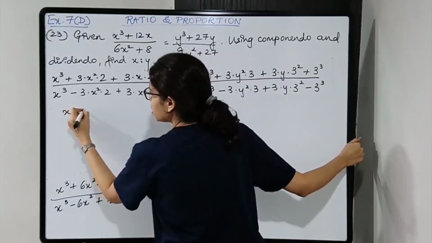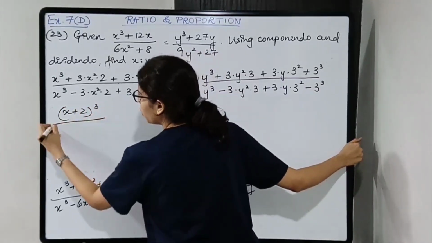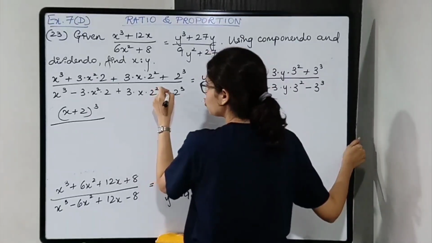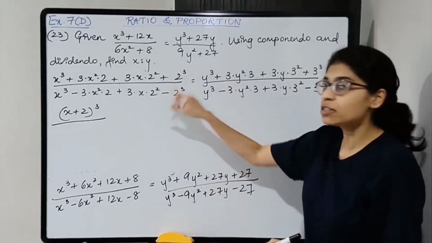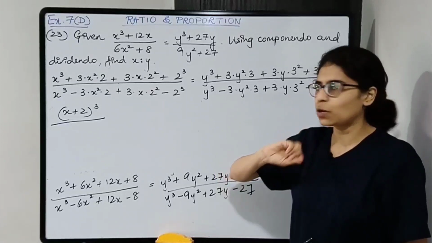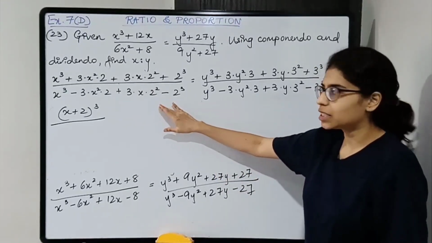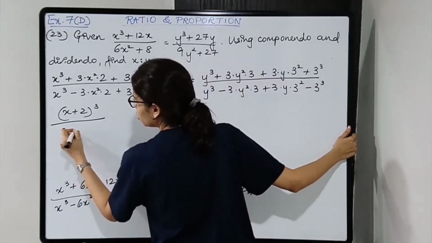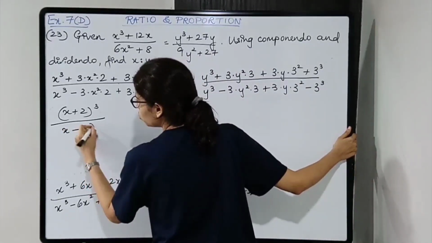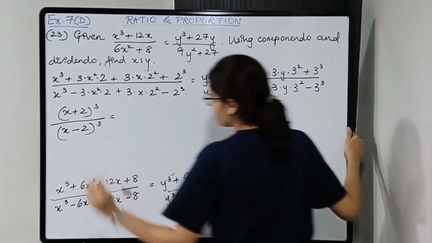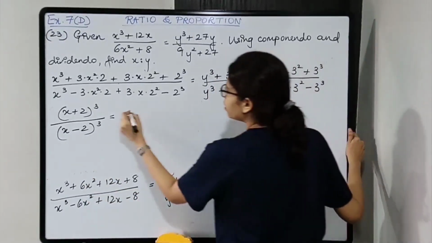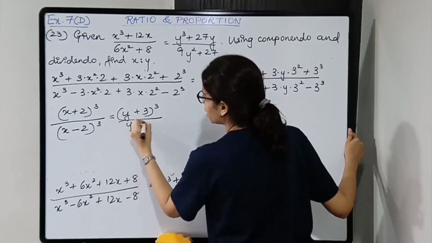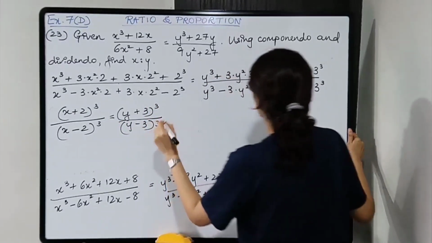So x plus 2 the whole cube upon x minus है यहाँ पे, sorry this should be minus, I made a mistake, please don't make this mistake in exam. Okay, so steps का marks रहता है. Alright, so it will be a minus b the whole cube, so x minus 2 the whole cube. Alright, over here y plus 3 the whole cube upon y minus 3 the whole cube.